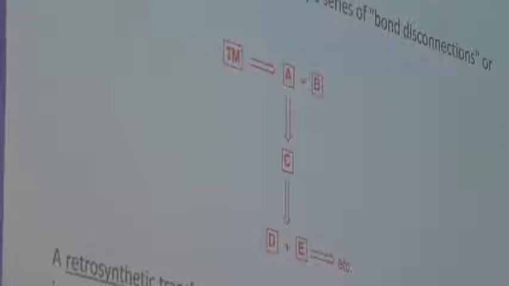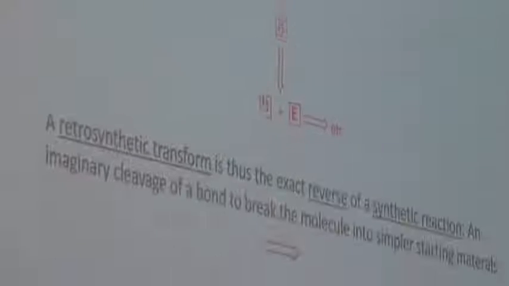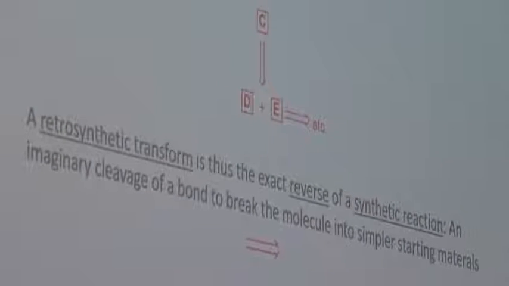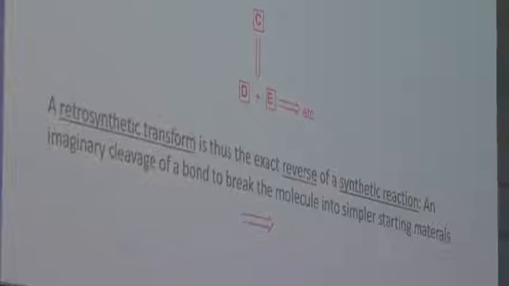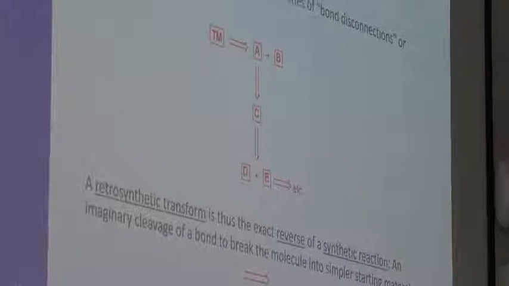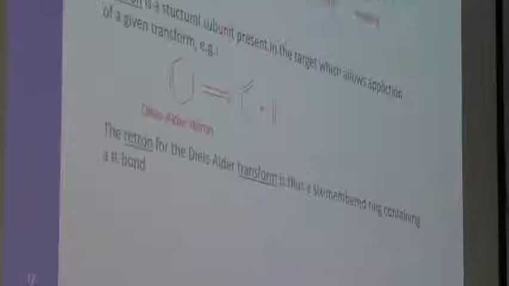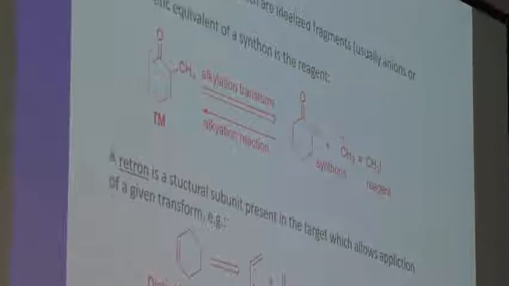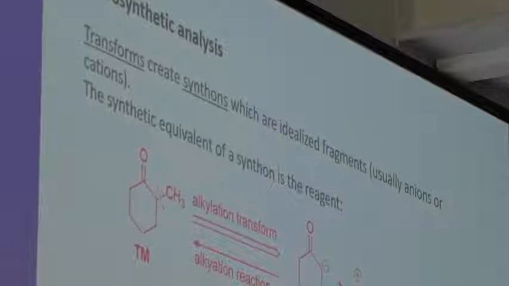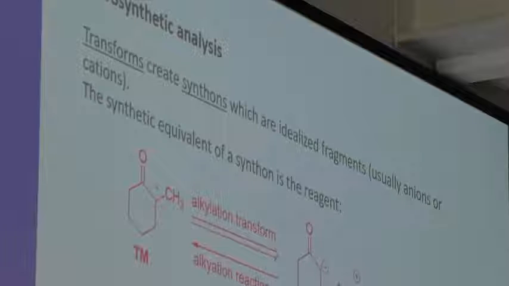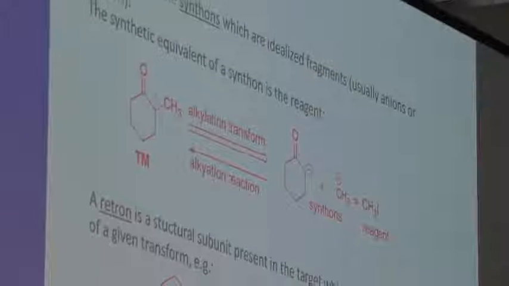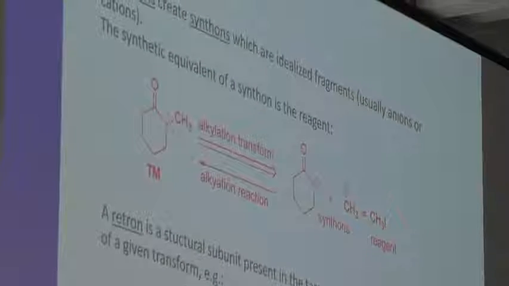A retrosynthetic transform is thus the exact reverse of a synthetic reaction, an imaginary cleavage of a bond to break the molecule into simpler starting materials. This double arrow describes a retrosynthetic transform. Transforms create synthons, which are idealized fragments, usually anions or cations, as shown here. And the synthetic equivalent of a synthon is the reagent, and in this case it's methyl iodide for the cation.